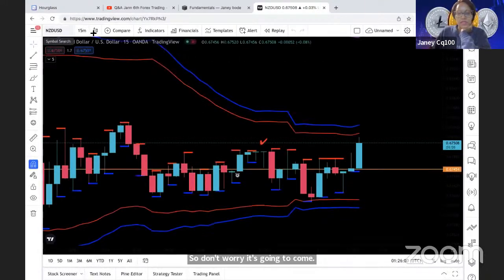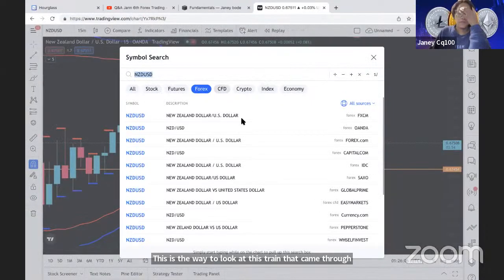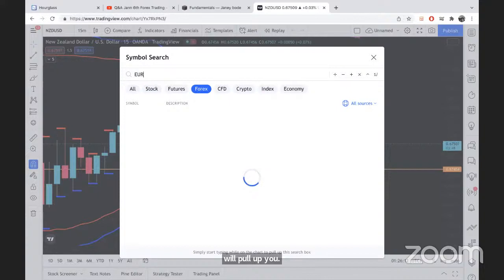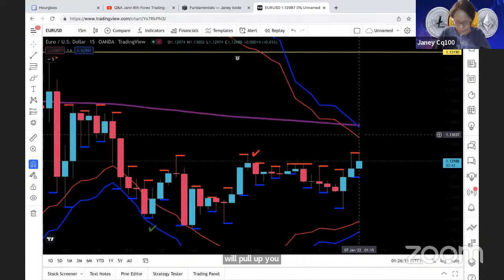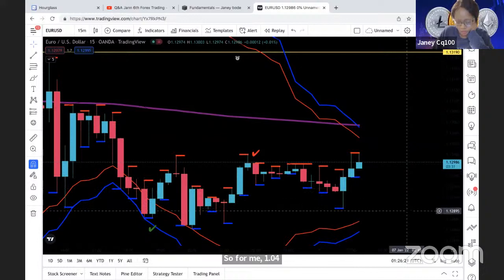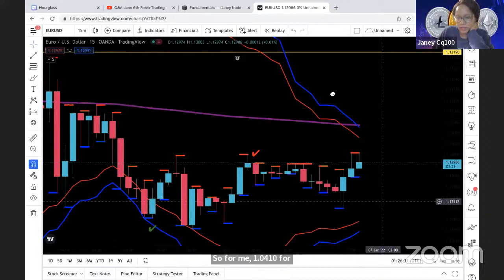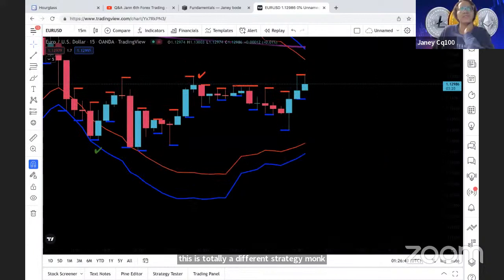This is the way to look at this trade that came through HFX signals. This is EU. I will pull up EU. So the trade says 1.04120. Yeah, this is totally a different strategy. Where is the market at right now anyway?